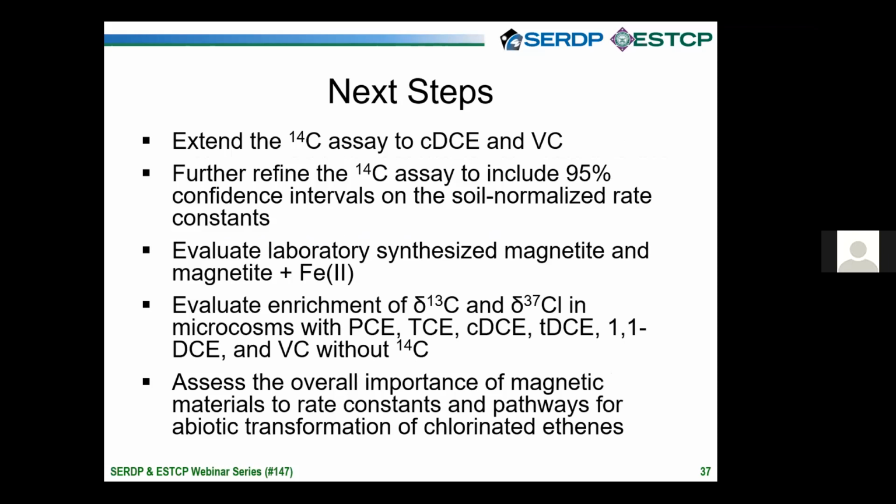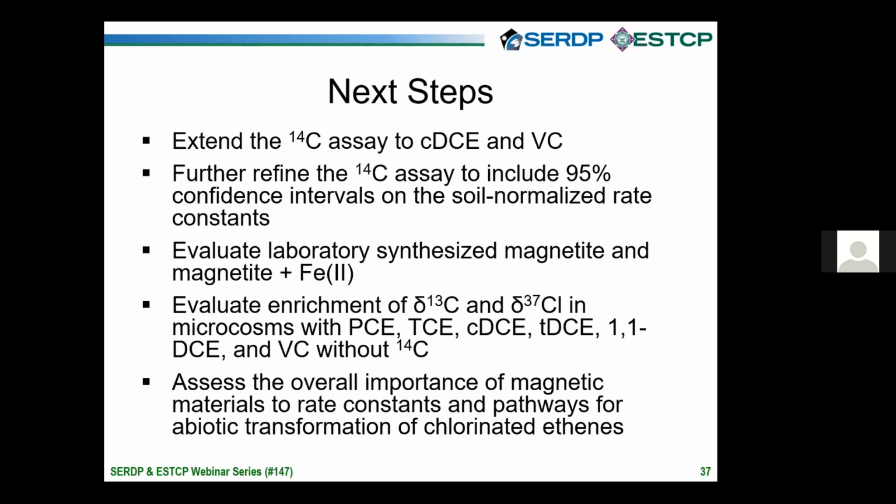Going forward, we've got to apply the assay to cis-DCE and vinyl chloride. We're on the cusp of doing that. We need to further refine that assay for the soil normalized rate constant, so we have error bars associated with them. We're working on that because anytime you have a rate constant, you certainly want to know what the error bounds are on that. We also want to evaluate laboratory synthesized magnetite as well as iron(II) adsorbed to the magnetite to test out that association between magnetite and abiotic degradation.